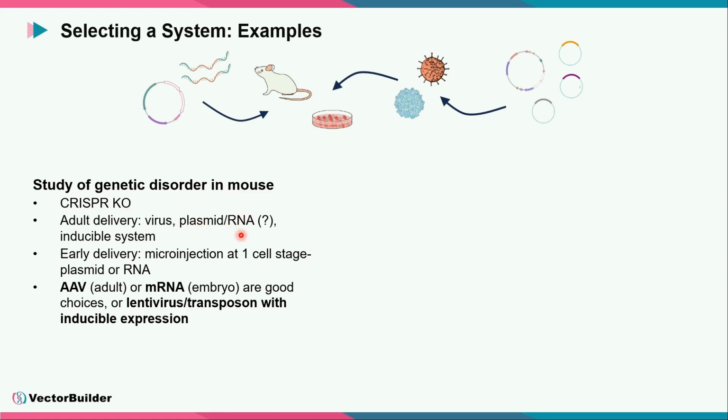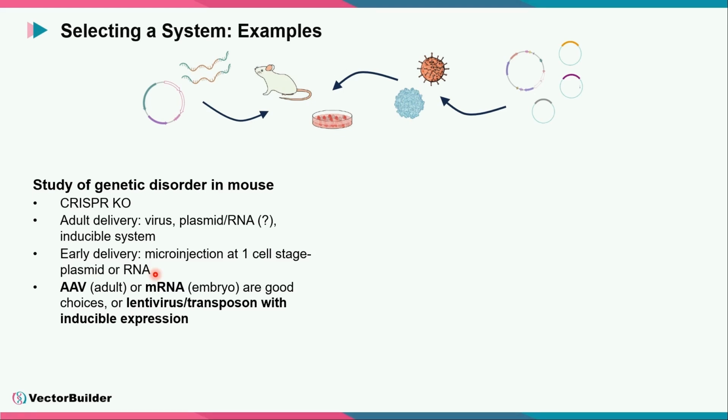Now, as I mentioned before, this can be more difficult if you don't already have this set up in your lab. Another option is an inducible system where we deliver those CRISPR components, but we don't activate them until later on. Now, if this gene that we're targeting is not as important for early development, for instance, if we want to model muscular dystrophy, then we can micro-inject a plasmid or RNA at the one-cell stage.